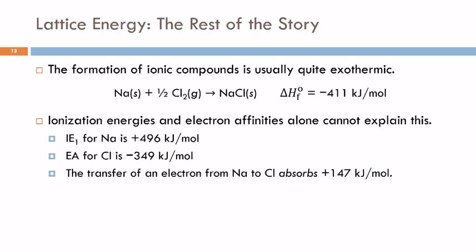We know from experiment that the formation of ionic compounds is usually quite exothermic, meaning a lot of energy is released. If we look at the formation of sodium chloride from sodium and chlorine, for every mole of sodium chloride that forms, 411 kilojoules of energy are released. That's a lot of energy.